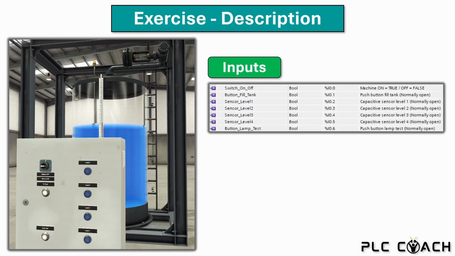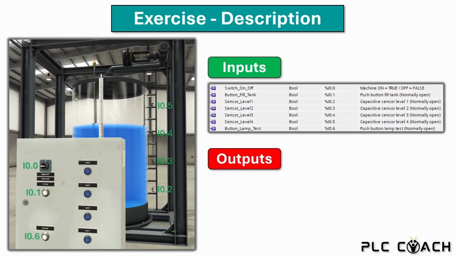I've connected the system on-off switch to input I0.0. The tank fill button is connected to input I0.1. The four sensors for the fill level detection are connected to the next four inputs. These are normally open contacts. The lamp test button is connected to input I0.6.